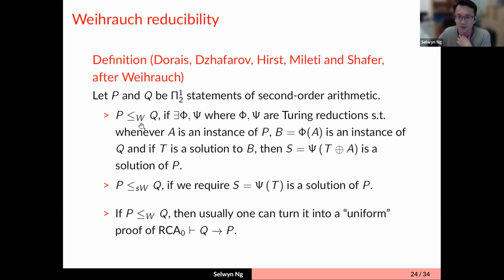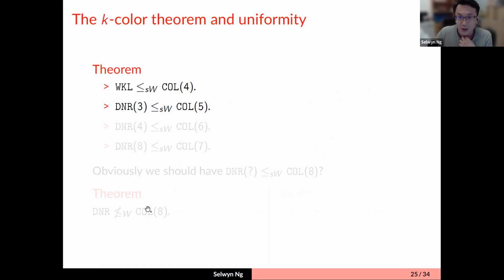So I will not be so careful in distinguishing between the two. In the context of what we just said, the two little exercises that we presented say that WKL is reducible to the 4-color theorem, because you can convert a tree to a graph. And DNR3 is reducible to the 5-color theorem. Again, we have a graph that can decide a DNR3 function.